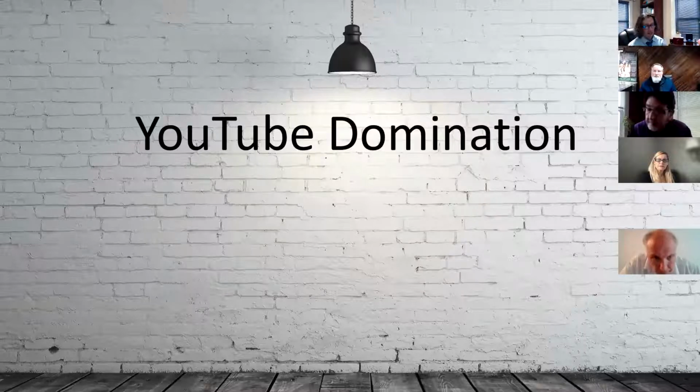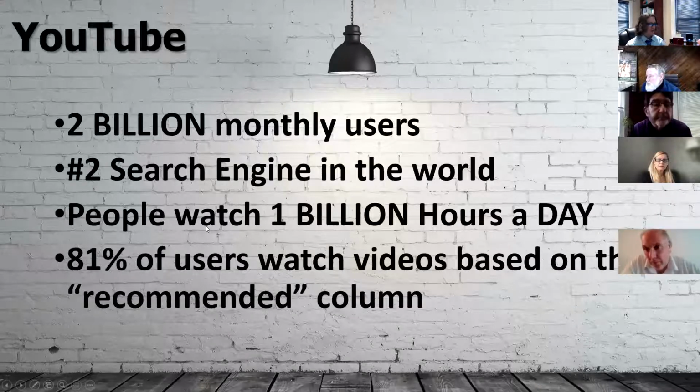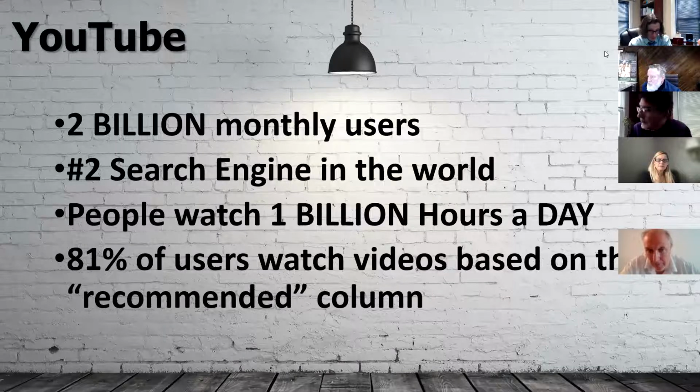YouTube only makes money when you watch or click on ads on those billions of hours of videos that are uploaded every single day. So there are different types of YouTube advertising, which we're going to get into in a minute. Again, it's 2 billion monthly users, number 2 search engine in the world. Guess what number 1 is? Google. People watch a billion hours a day. And the important fact for us as marketers is that 81% of users watch videos based on the recommended column.